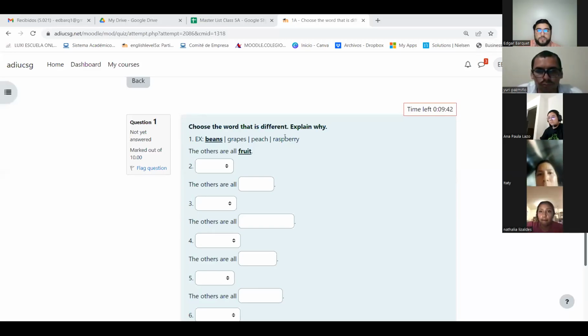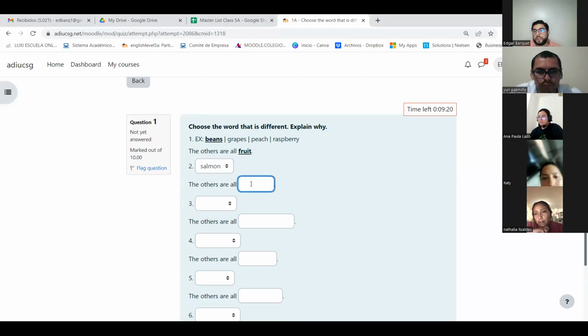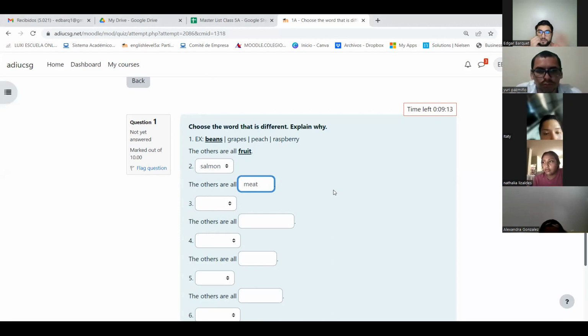...is different. So what you simply have to do is open the box and read the 4 words. Which word is different? You have lamb, chicken, salmon, and duck. Well, salmon is different because it's a fish. So you put salmon, and the others are all, and the answer, according to the book, was meat. So you write meat, and that's it. All right, you find a different word, and you tell me what the other words are.